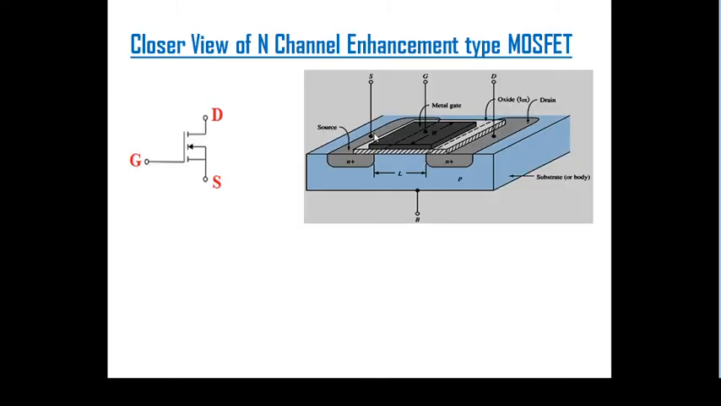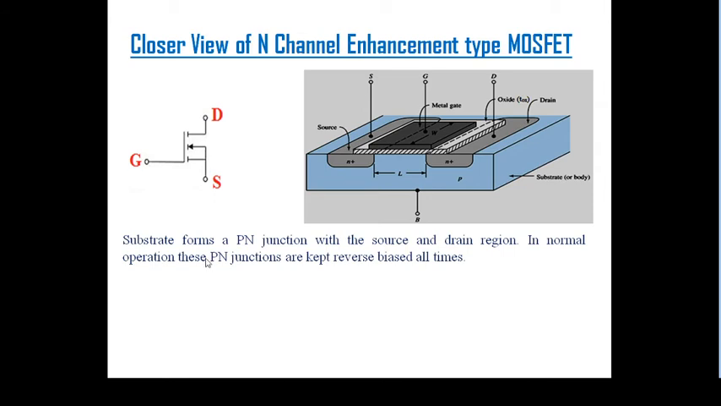Now we have to start with the cross-sectional view of an n-channel enhancement type. Why are we calling this n-channel? We are using a p-type substrate, the substrate over which we are making the device. This is the channel length, channel width, this is the oxide, and this is the metal gate, source and drain. Same diagram.